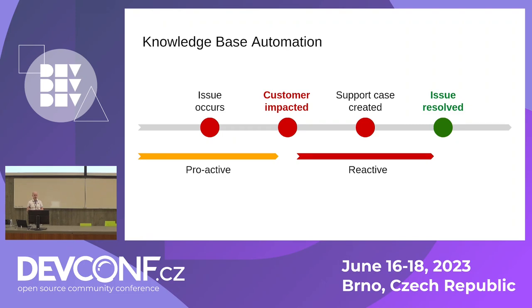That's the reactive part. What would be great is if we can automate the knowledge base articles, detect those issues before the customers are actually impacted, and give them advice or a recommendation. Dear Mr. Customer, you might want to fix this, otherwise this is going to happen. And this is the area of Red Hat Insights, and here we're talking about Red Hat Insights for OpenShift.